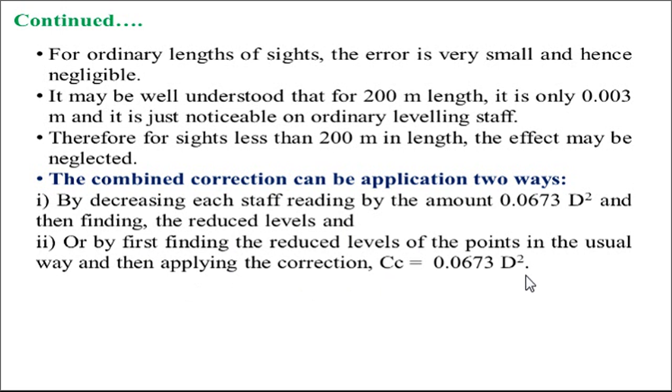0.0673 into d square. So this is all about the curvature correction, refraction correction and combined correction due to curvature and refraction. So this is all about the various types of correction. Thank you.